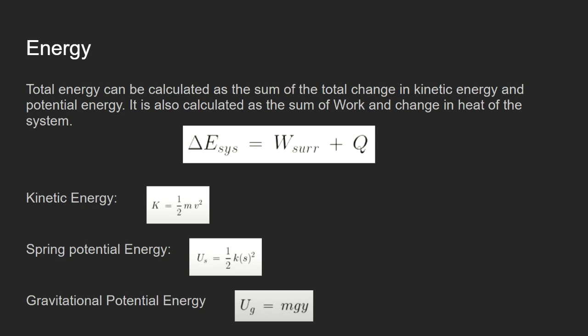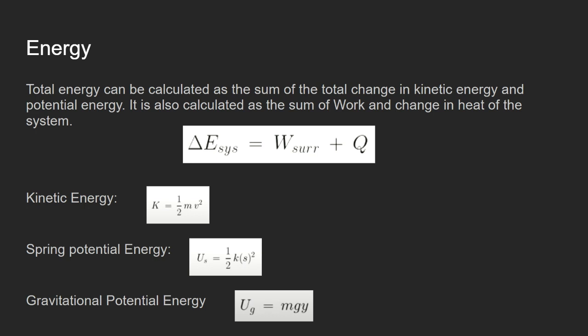For the energy of the system, the total energy can be calculated as the sum of the change in kinetic energy and potential energy. It is also calculated as the sum of work and the change in heat of the system. So the change in energy is equal to W plus Q. Kinetic energy equals 1/2 mv squared, so the change would be 1/2 mv final squared minus 1/2 mv initial squared.